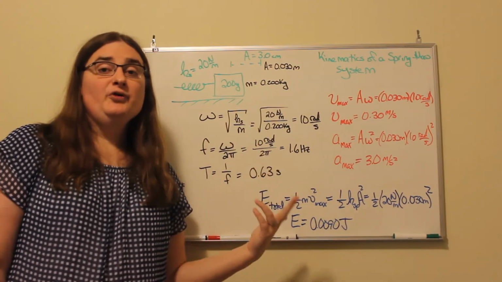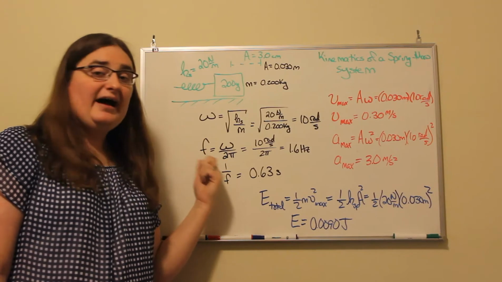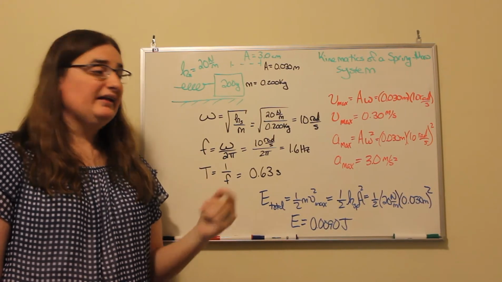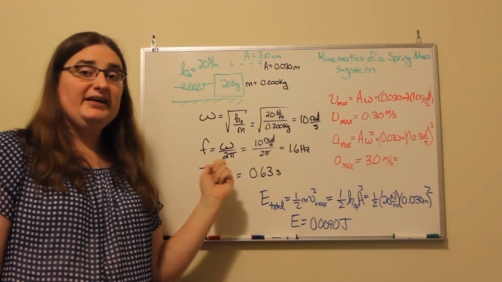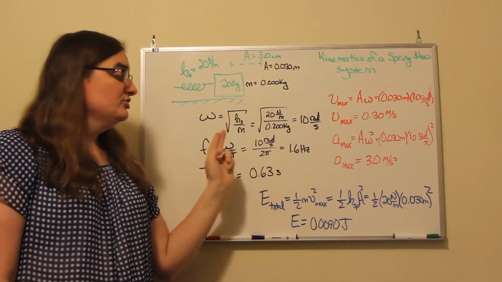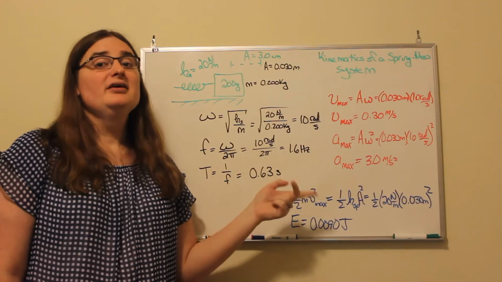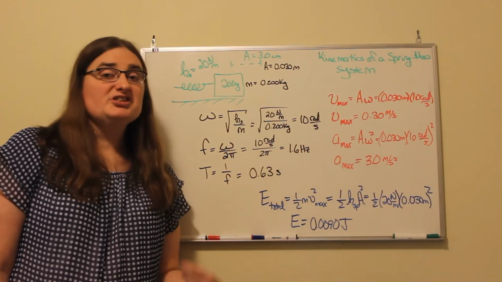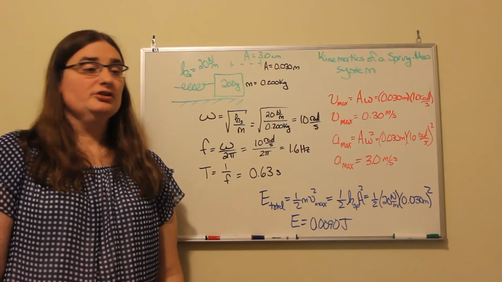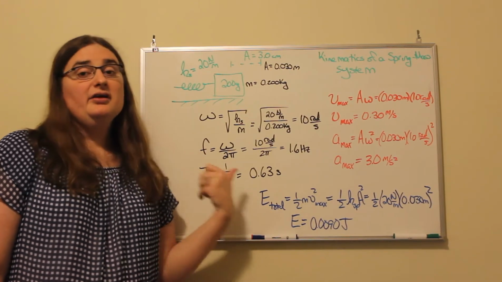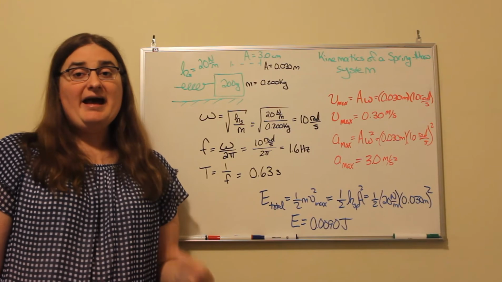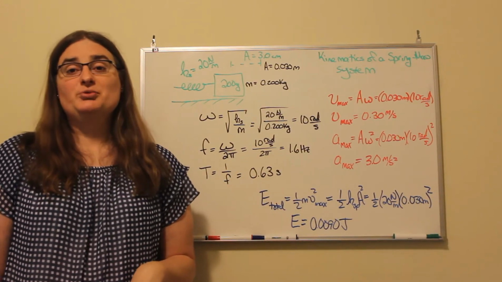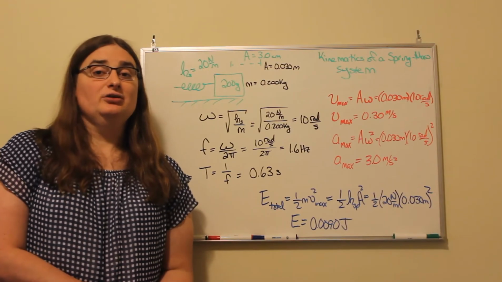Now, the other frequency, the frequency f, which is the number of cycles per second, is our natural frequency omega divided by 2 pi. So if I take 10 radians per second, divide by 2, divide by pi, I get a frequency of 1.6 hertz. Now, the period is going to be 1 over the frequency, f. So 1 over that gives me 0.63 seconds for each cycle.